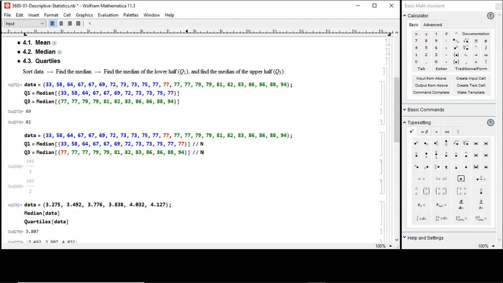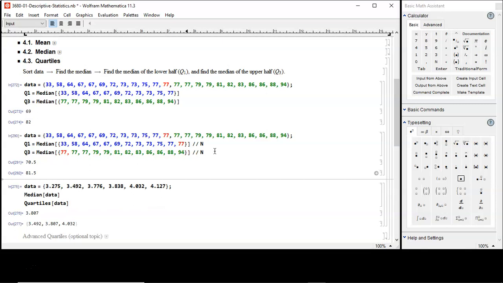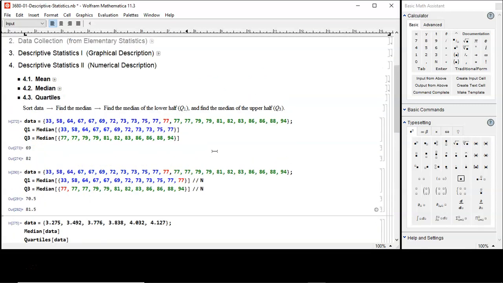I want decimal expression, not... Okay, that's better. Mathematica's default is fraction expression. I change those to decimals. Okay, all right.